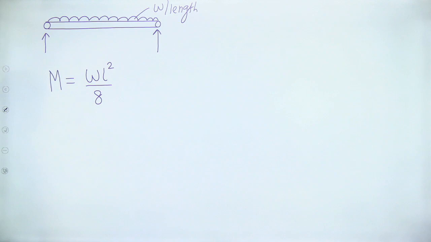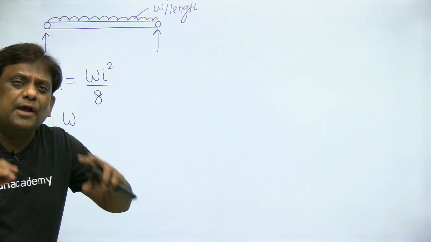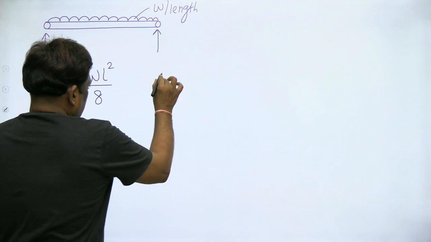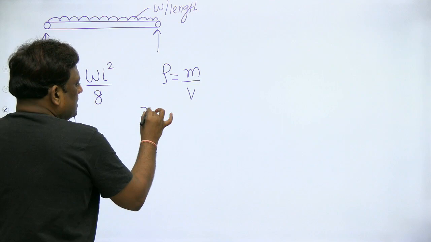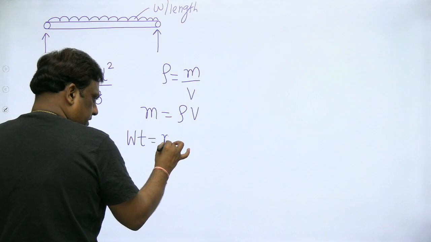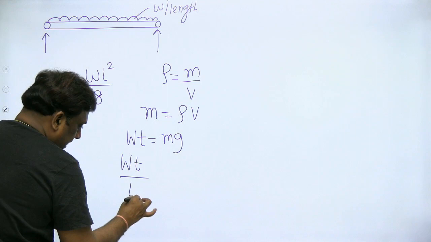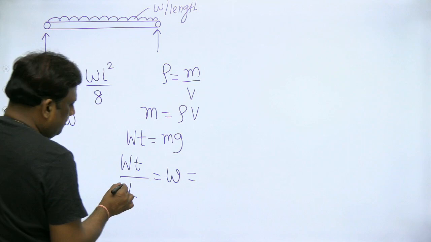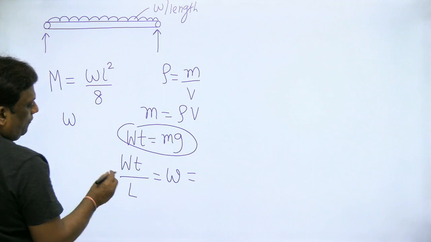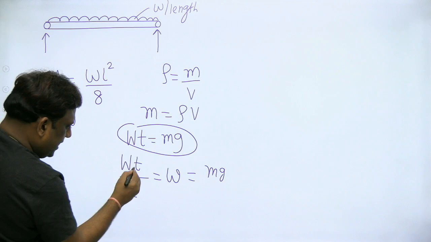Let's calculate W. Can you tell me what is W? W is weight per unit length, and that weight is uniformly distributed throughout the length. We know, my dear students, density is equal to mass over volume, or mass is equal to density into volume, and weight is equal to mg. Weight per unit length is small w. Look, what is weight? Weight is mg.